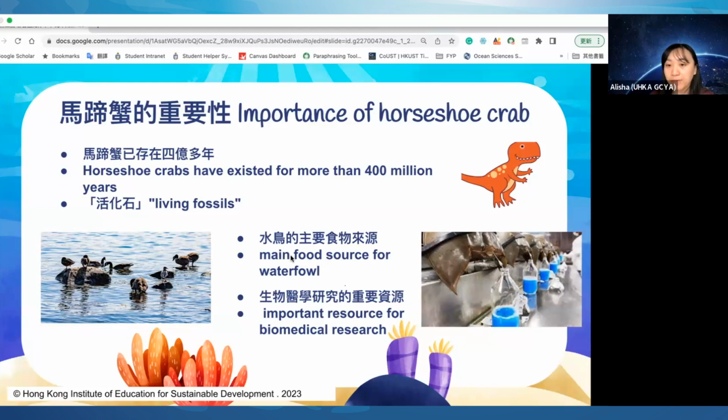Have you ever been vaccinated? Perhaps during the COVID period, everyone got vaccinated, and the vaccine is actually made from the blood of horseshoe crabs. So their blood actually helps us to develop more biomedical resources.